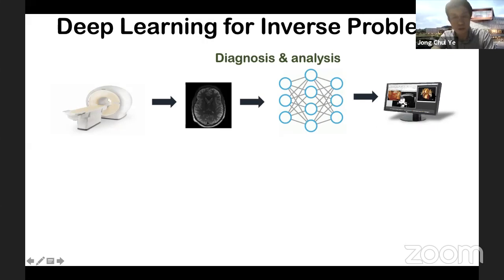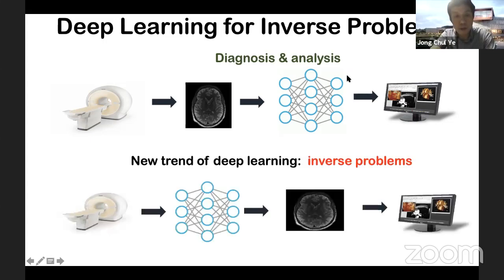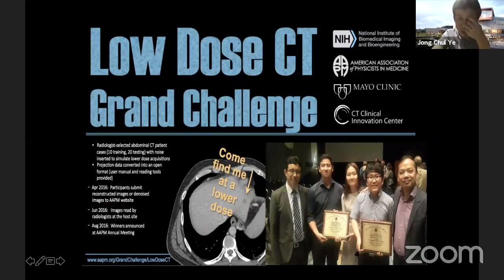Because of this simplicity, neural networks have been successfully used in all kinds of disciplines. For example, I'm working in the medical imaging area, and one of the earliest works used deep neural networks for diagnosis and analysis applications. However, the recent new trend of deep learning is using deep neural networks for the inverse problem, basically utilizing the neural network to go from sensor data to image formation.